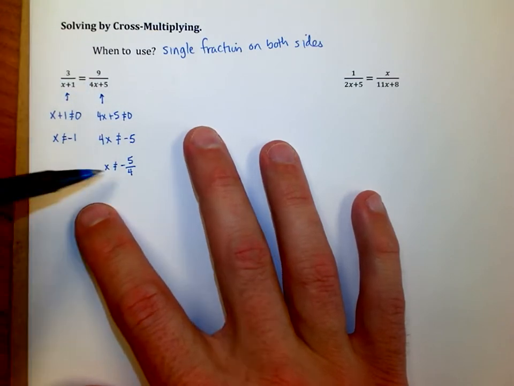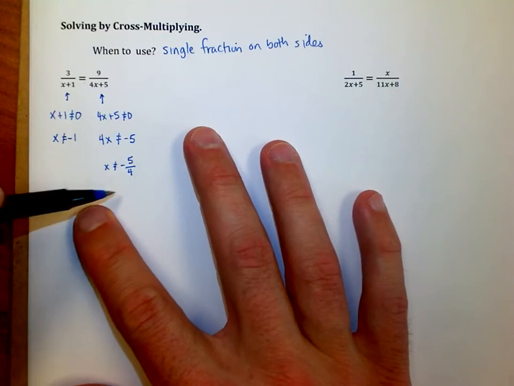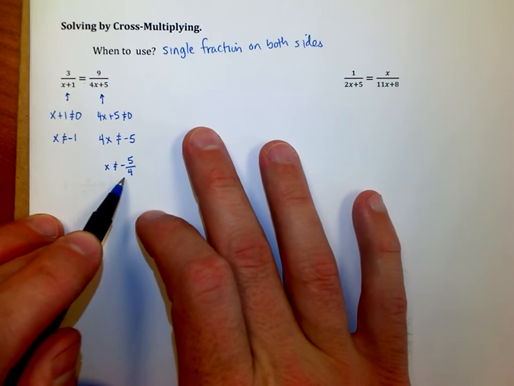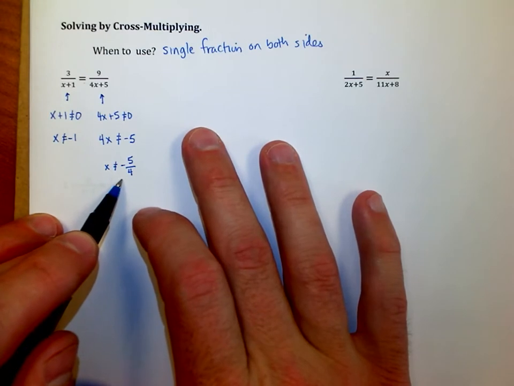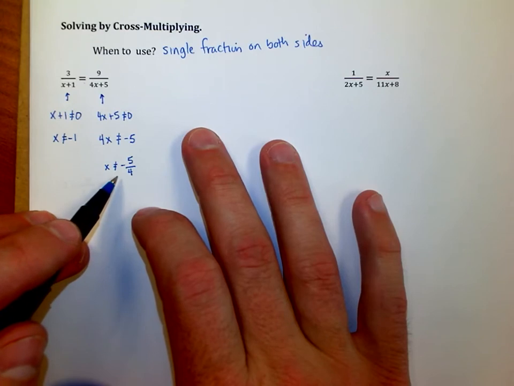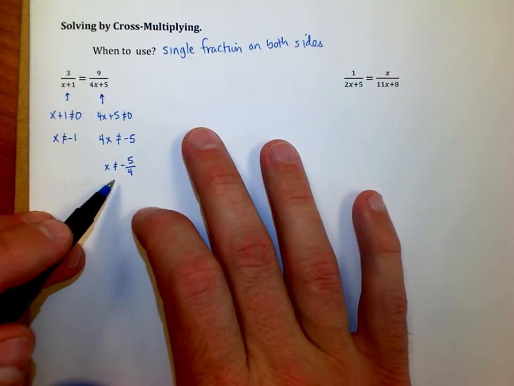In the previous video, I walked through the issues that we would have. If we end up getting x is negative 1 or x is negative 5/4, we're going to need to cross out that solution. Those are the extraneous solutions that I mentioned in the previous video. If you didn't watch that video, go back and watch it first, because that's going to be a big deal as we solve these problems.